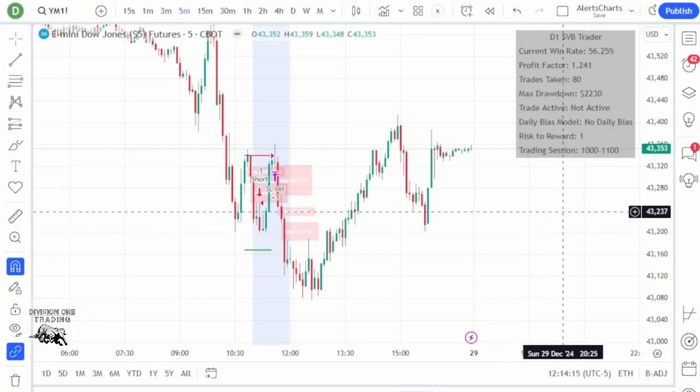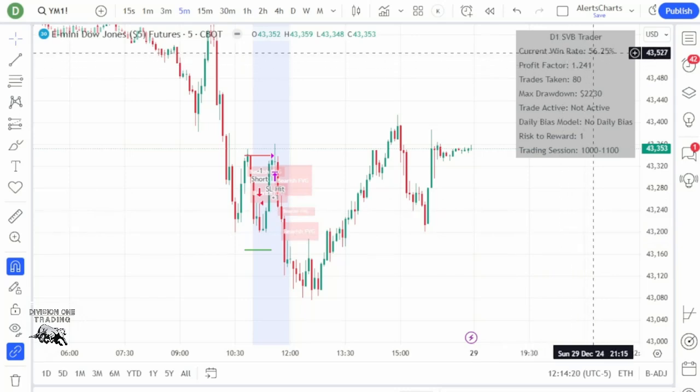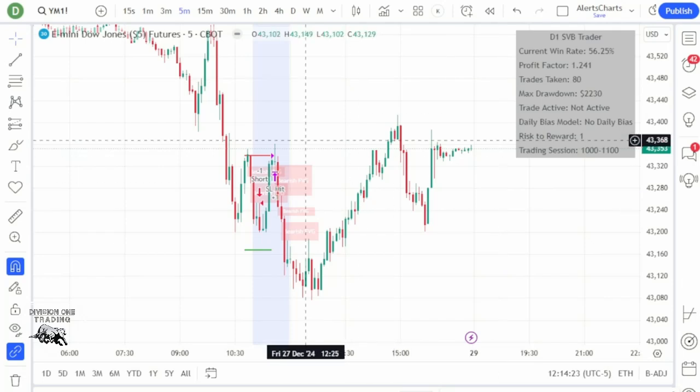Right, so before we dive too deep into the indicator, I just want to break down the settings here and what they mean on the dashboard, and then we're going to dive into the internal settings of this.